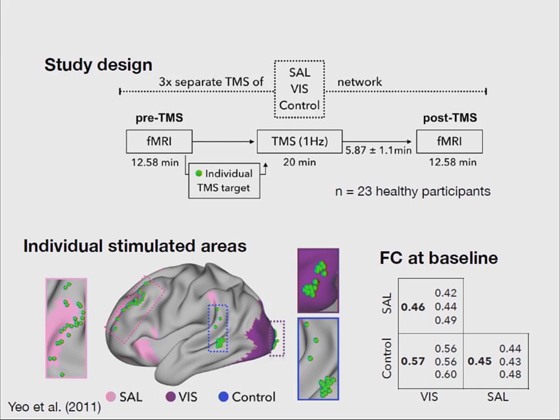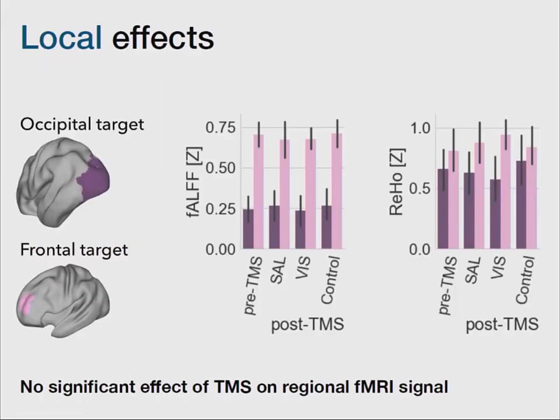To assess the effect of TMS with functional connectivity, we examine 3 different levels, ranging from local signal fluctuations to global interaction between different brain regions. At the local level, we examine the 2 stimulated regions, the occipital target and the frontal target, using 2 local fMRI metrics.